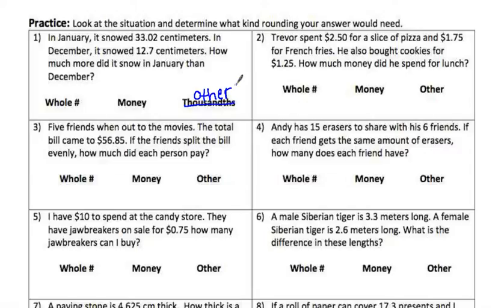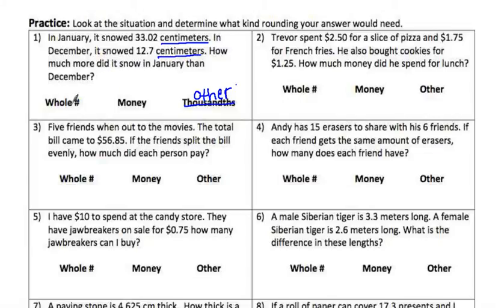So let's look at the first one. In January, it snowed 33.02 centimeters. In December, it snowed 12.7 centimeters. How much more did it snow in January than in December? So think to yourself, what am I doing in this problem? I'm going to be working with centimeters. And it's asking how much more did it snow.